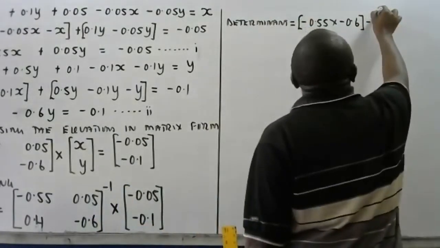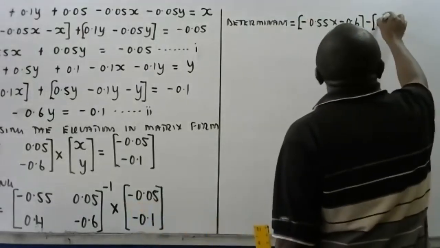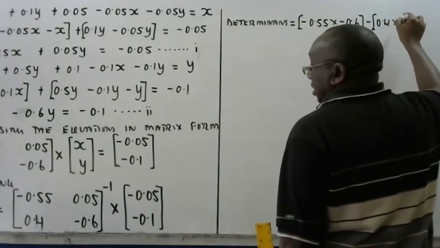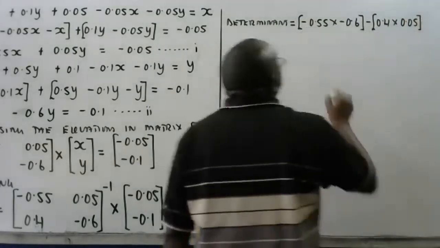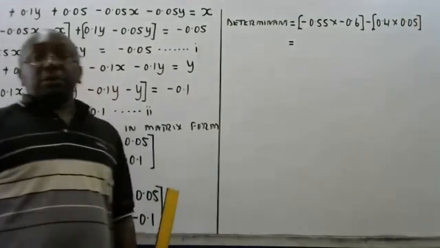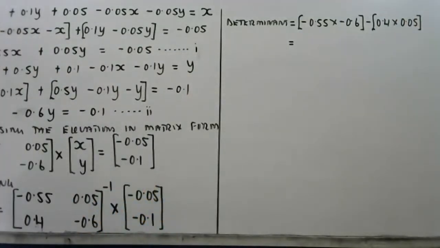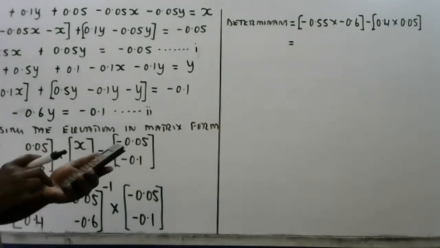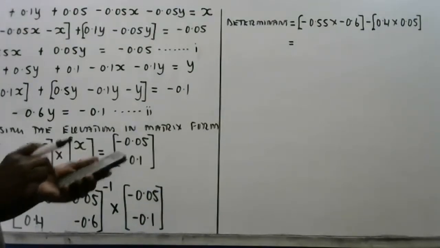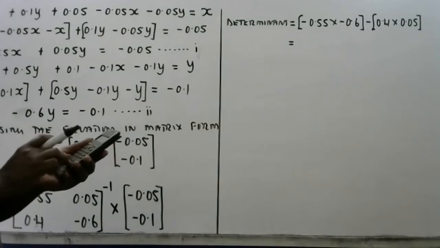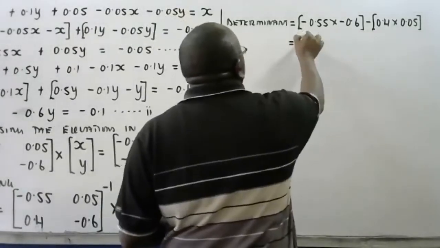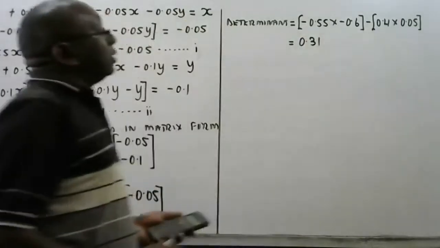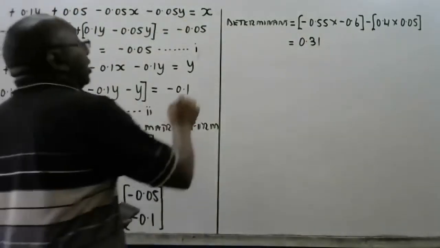Then you subtract the values in the minor diagonal, 0.4 times 0.05. So when I use the calculator, I get minus 0.6 times minus 0.55, then I subtract, open the brackets, 0.4 times 0.05. And the determinant is 0.31.